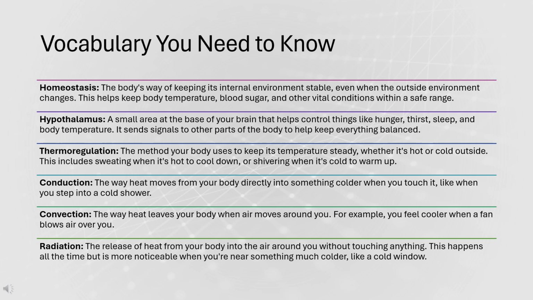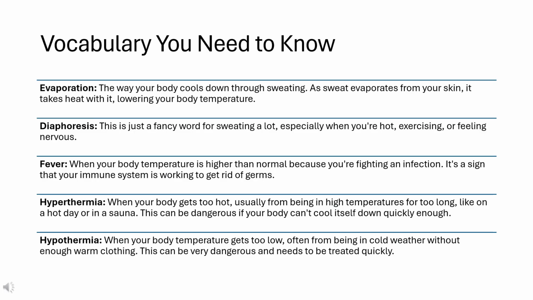Radiation. The release of heat from your body into the air around you without touching anything. This happens all the time, but is more noticeable when you're near something much colder, like a cold window. Evaporation. The way your body cools down through sweating. As sweat evaporates from your skin, it takes heat with it, lowering your body temperature. Diaphoresis. This is just a fancy word for sweating a lot, especially when you're hot, exercising, or feeling nervous.